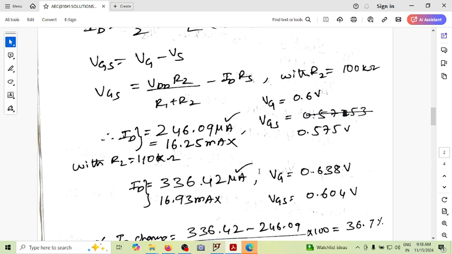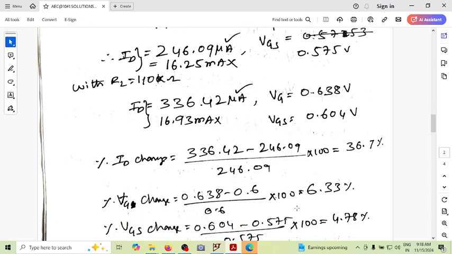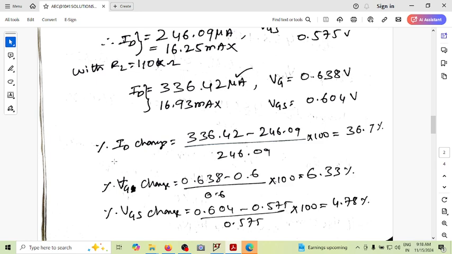So now you can see this is a change in VG from 0.6 to 0.638. Corresponding value of change in VGS is from 0.575 to 0.601. So this is for a 10% change in R2. You can have a close look at this. So now, what is the percentage change in ID? Percentage change in ID is from 336. Of course, this is for a larger value of R2. This is for a lower value of R2. When you find the percentage change, this comes out to be 36.7%.